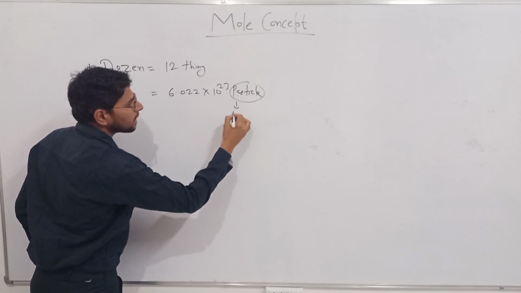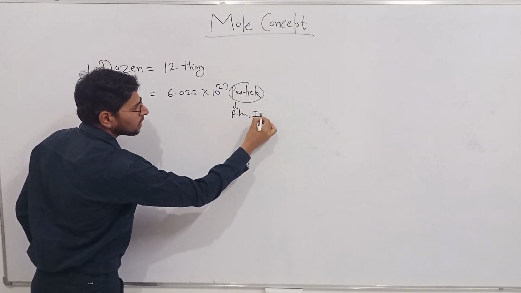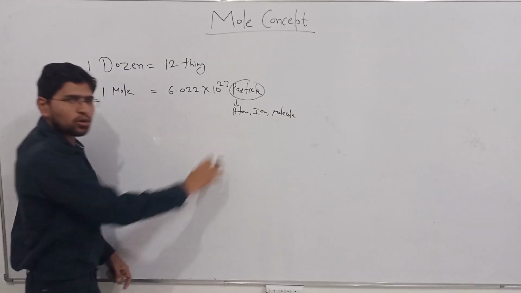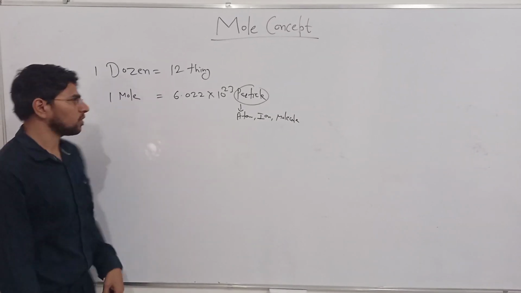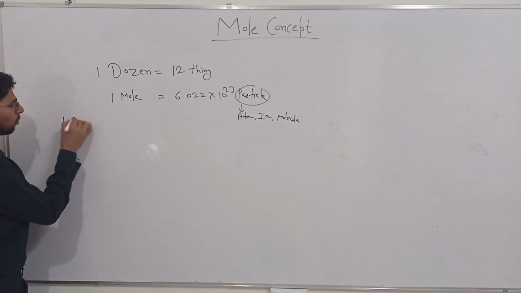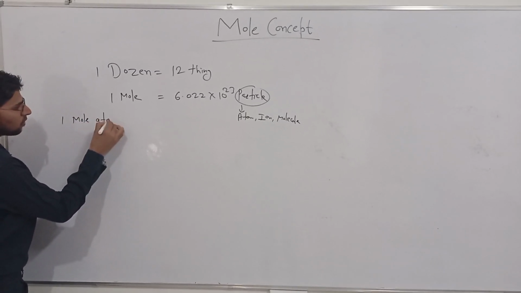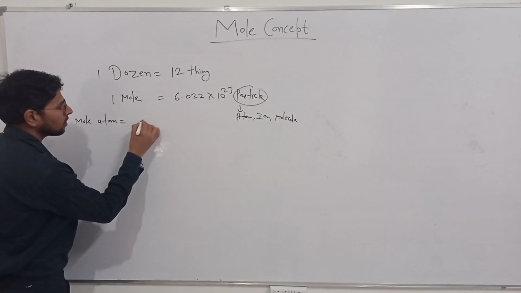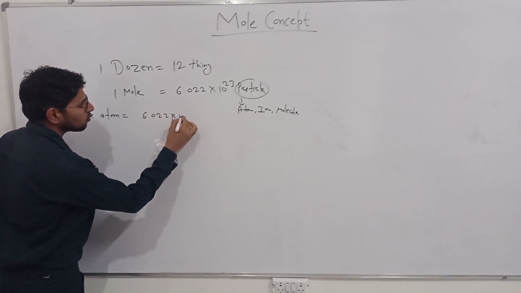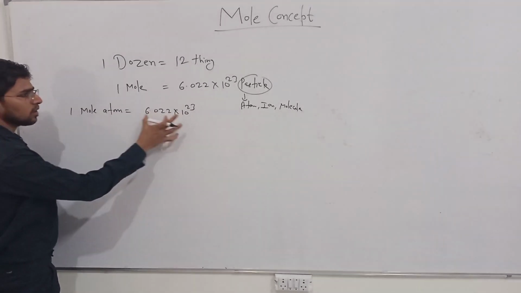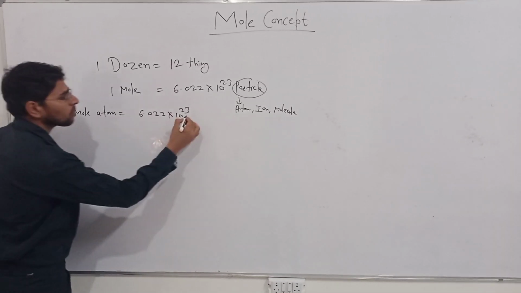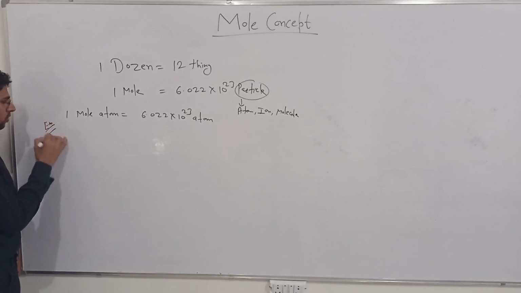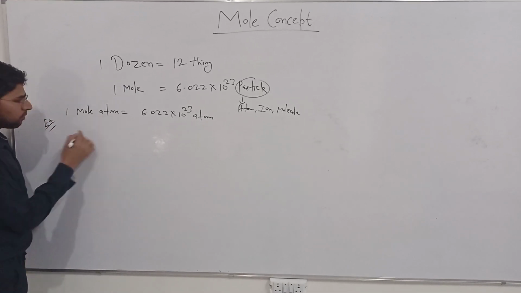Particles may be atoms, ions, molecules, electrons, protons, or neutrons. Now, what do you mean by one mole of atoms? One mole of atoms means 6.022 × 10^23 atoms. Clear? Now, place the value of the atom.